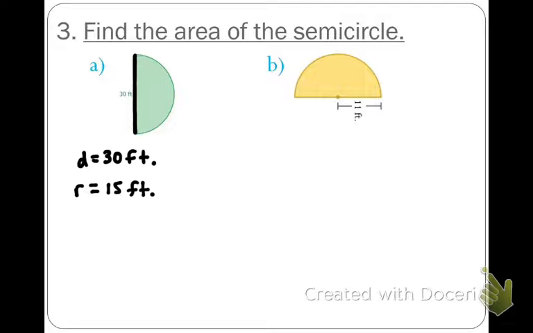Now I want us to talk about the area of a circle formula. Guys, what's the formula for area of a circle? A equals pi r squared. Everyone say A equals pi r squared. Now here's the deal. This is not a whole circle. What is this? A half of a circle, or a semicircle. Because it's only a half, what do you think I need to do with my formula?